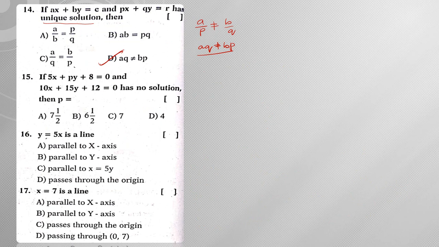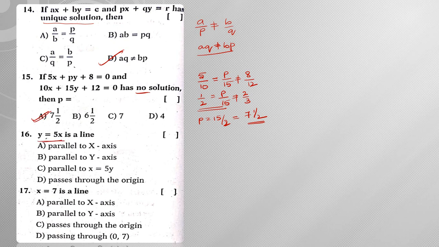Next, 5x plus py plus 8 is equal to 0 and 10x plus 15y plus 12 is equal to 0 has no solution. No solution means the condition is a1 by a2 is equal to b1 by b2 not equal to c1 by c2. So when I substitute the values, what am I going to get? 5 by 10 is equal to p by 15 is not equal to 8 by 12. So this is 1 by 2 is equal to p by 15 not equal to 2 by 3. Now on comparing these two, p is equal to 15 by 2. The value of 15 by 2 can be written as 7.5. Hence the answer is 7.5.